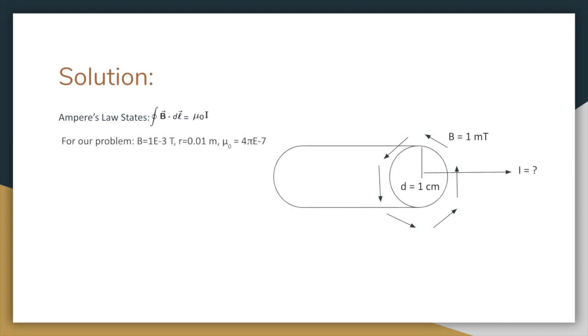So, for our problem, the magnetic field is equal to 1e negative 3 Tesla. The radius is equal to 0.01 meters, and mu naught, of course, is 4 pi e negative 7. This gets us 1e negative 3 times 2 pi times 0.01, since you have to find the length of the wire, is equal to 4 pi e negative 7 times I. So therefore, when you solve for I, it is equal to 50 amps.